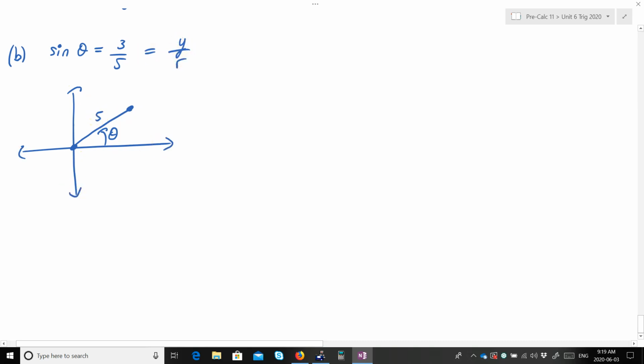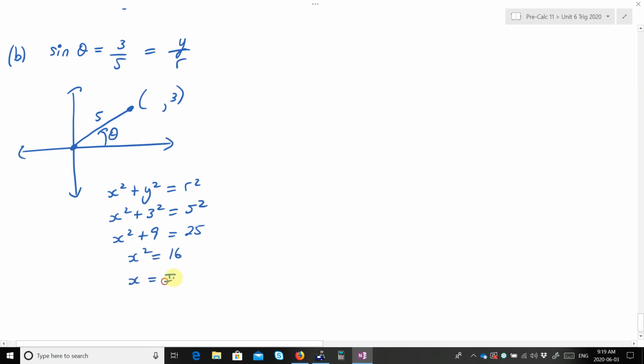Okay, 8b, we have sine theta equals 3 over 5. And we're in quadrant 1. So the angle is like this. And sine is y over r, so the radius is 5, and the y coordinate is positive 3. And so to get x, we would go x squared plus y squared equals r squared. So x squared plus 3 squared equals 5 squared. So x squared plus 9 equals 25. Subtract 9 from both sides. X squared equals 16. So x is plus or minus the square root of 16. So x is plus or minus 4.